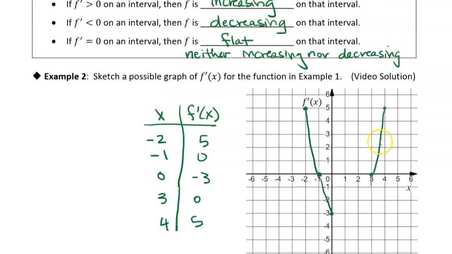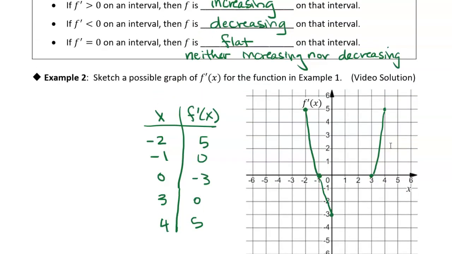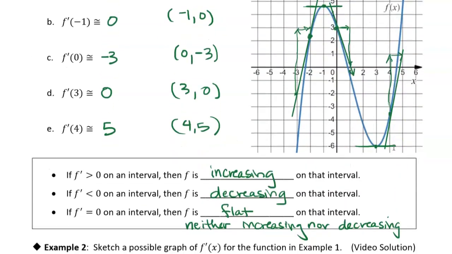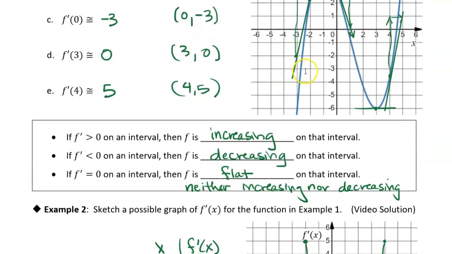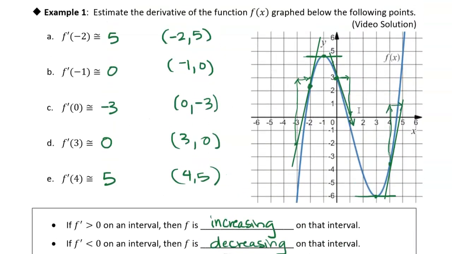If you go back up to the function, let's try to figure out what's going on between 0 and 3. Let's go back up here. We were at 0, -3, and then we skipped over to 3, 0, so we were missing some points. Now you can see it continues to decrease until you get to 3, and then it starts increasing again.